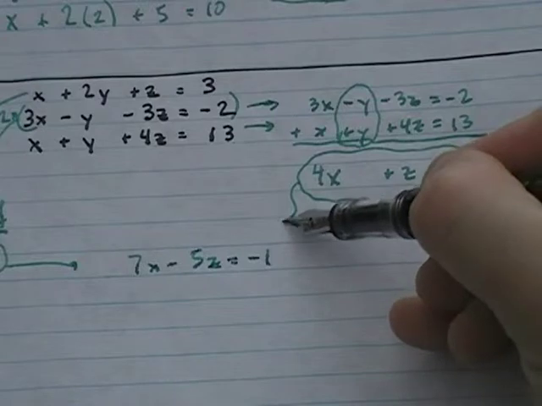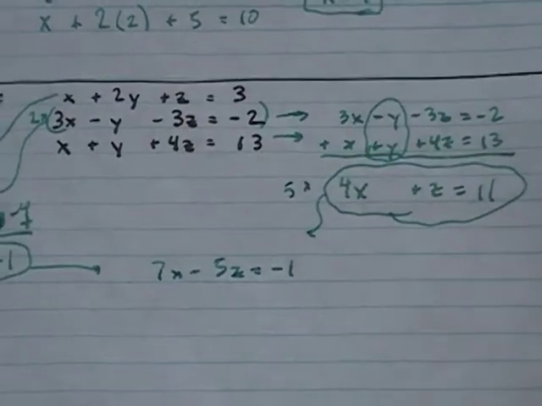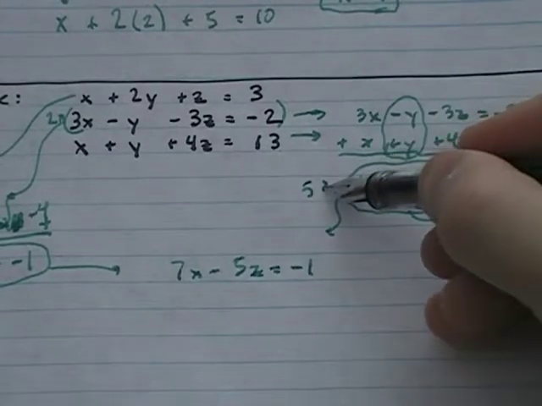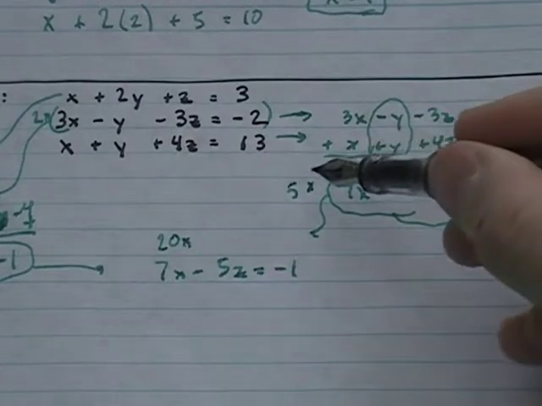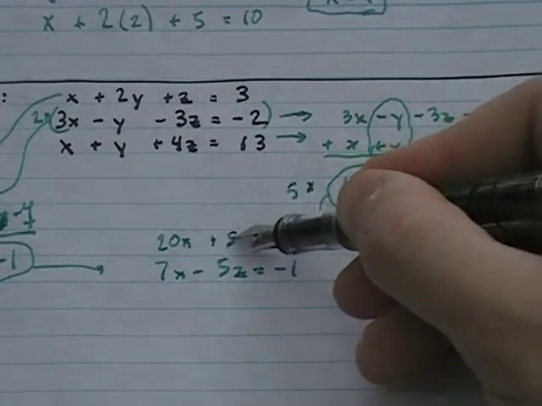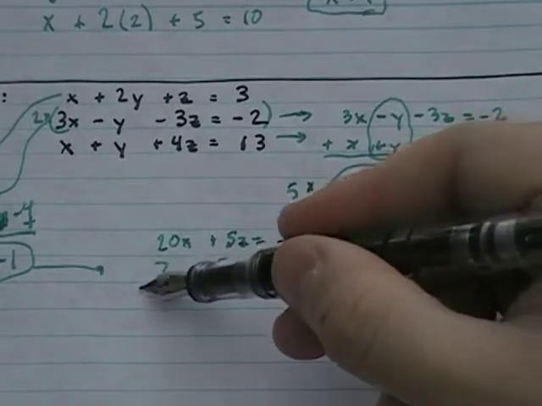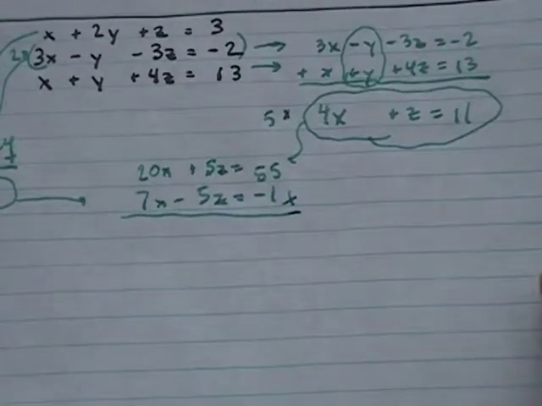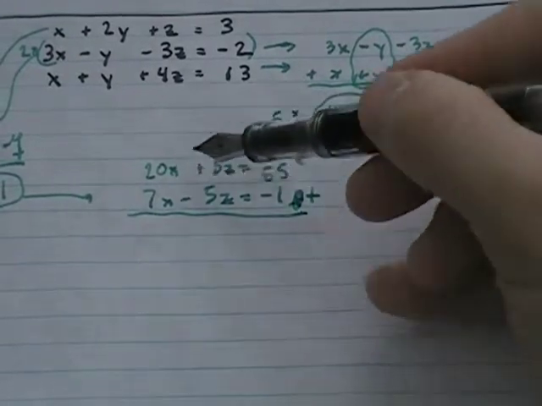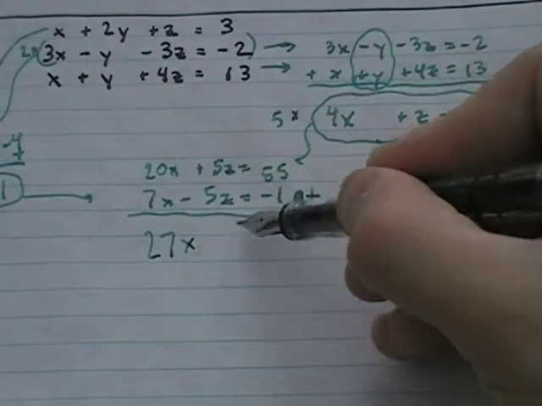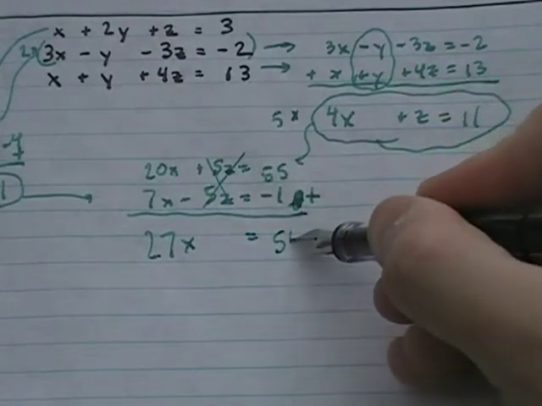And I'm going to take this one and multiply it by 5. So 4 times 5 is 20x, and 5 times 1 is plus 5z, and 11 times 5 is 55. I'm going to add those together, and when I add those together, if I'm neat and actually make an addition sign here, I get 27x. These guys go away, and 55 minus 1 is 54.